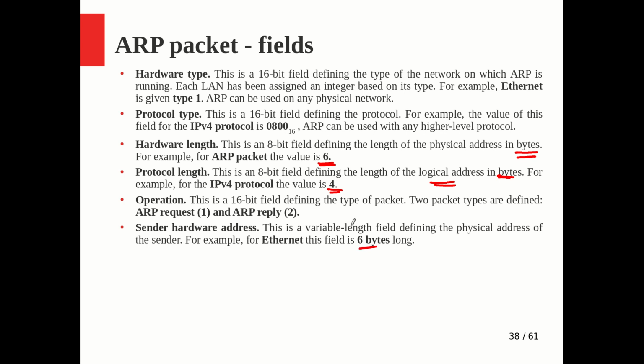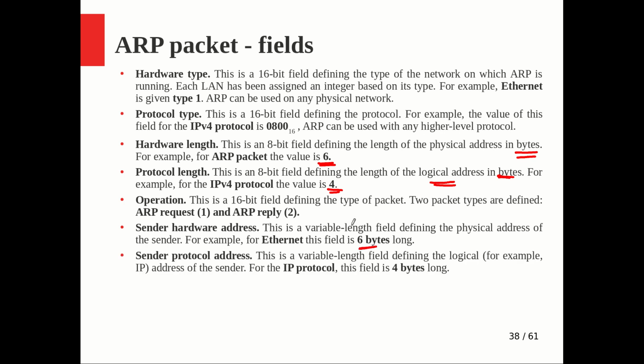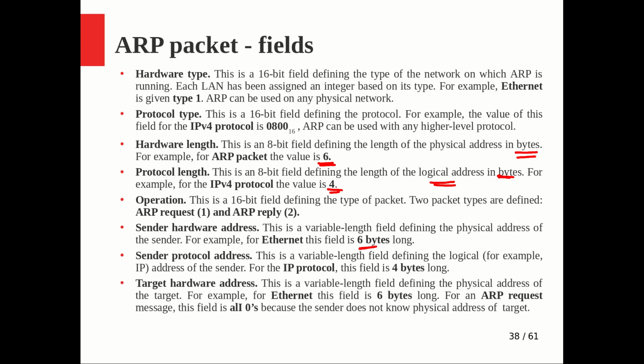I mean some 6 byte address, 48 bit number will be stored there. That is the Ethernet address of the sender. Similarly, the sender protocol address, this is again a variable field, because for generalization it is written like that. If it is particularly IP version 4, a 4 byte, 32 bit address will be stored there.